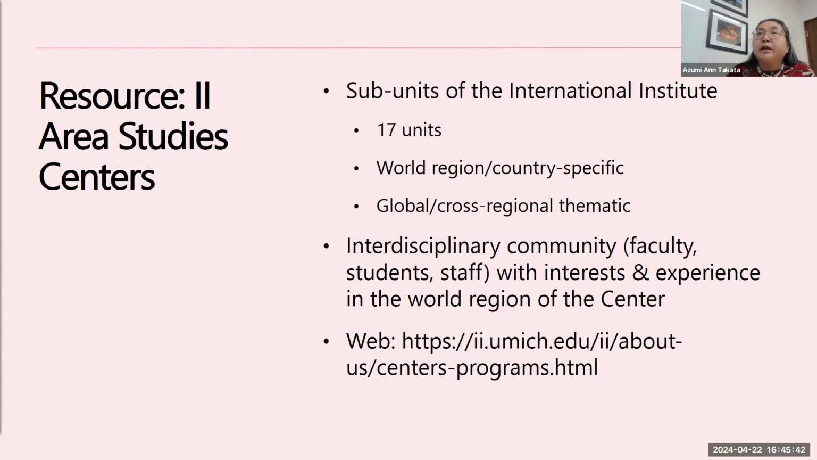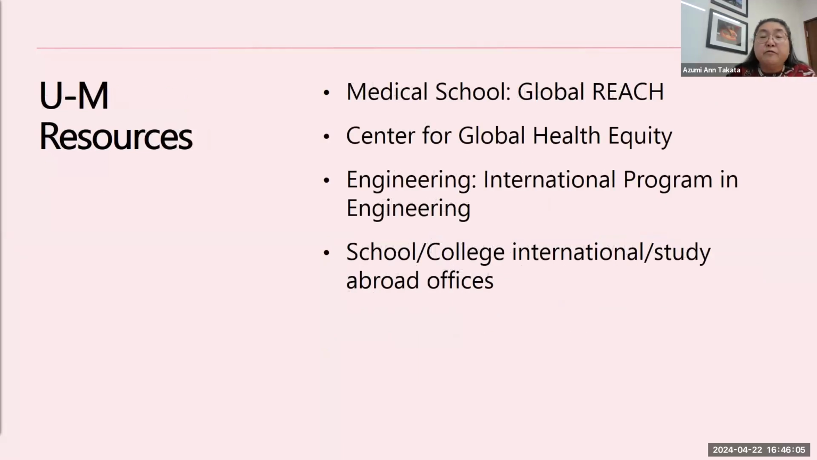Here on the bottom of this page is the website. This is a starting point with a list of all 17 of these units, and there are links to the individual centers' websites from this page, and you can find out more about them there. In terms of more resources within the university, there are several units that deal with international aspects of research that are within other units. So the medical school has a global reach office. The Center for Global Health Equity is a collaborative effort between the medical school and the School of Public Health. Engineering has the International Program in Engineering, and there are other schools and colleges also with international and study abroad offices. And those are also good places to start.